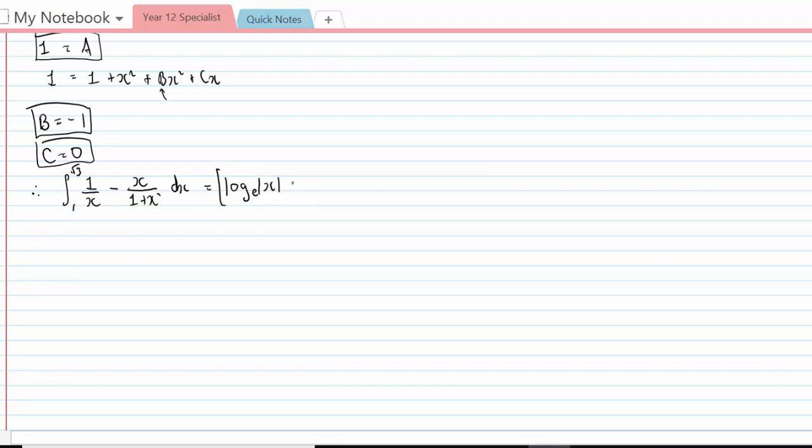And then I've got minus, now we've got an x over an x squared, so that's the derivative over the original thing. So this is actually going to be a log as well, but the problem is we need the numerator to be 2x. And so to make that a 2, just here, I would need to have a factor of half out the front to counter that. And so I get half of log e modulus of 1 plus x squared. And that's between 1 and root 3.